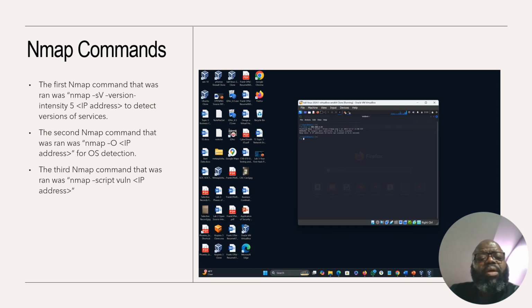The first nmap command was run, like I said, the -sV version scan on the IP address to detect the version of services, and the second command that was run, -O, also detected the IP address. The third was the script command that was run to detect vulnerabilities within my IP address in my virtual machine.